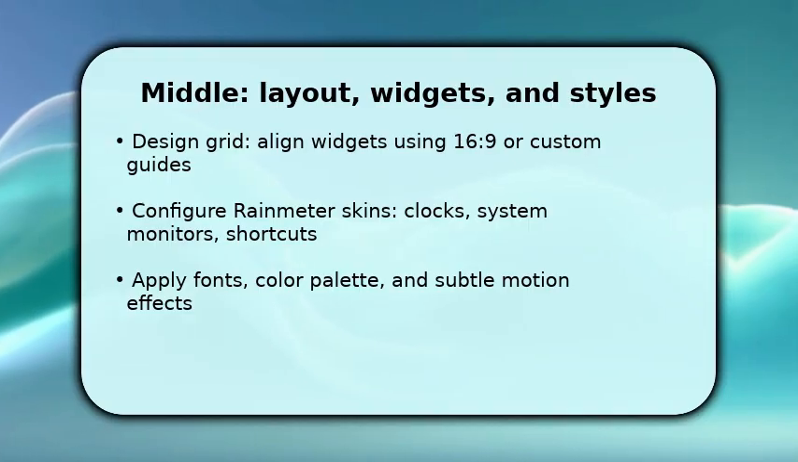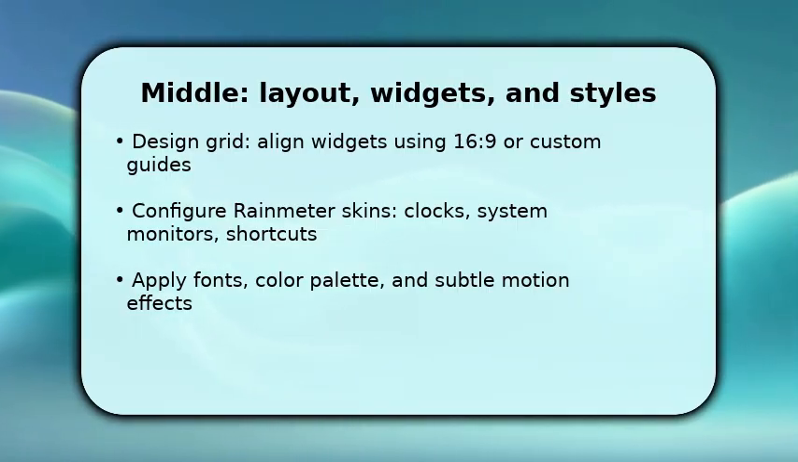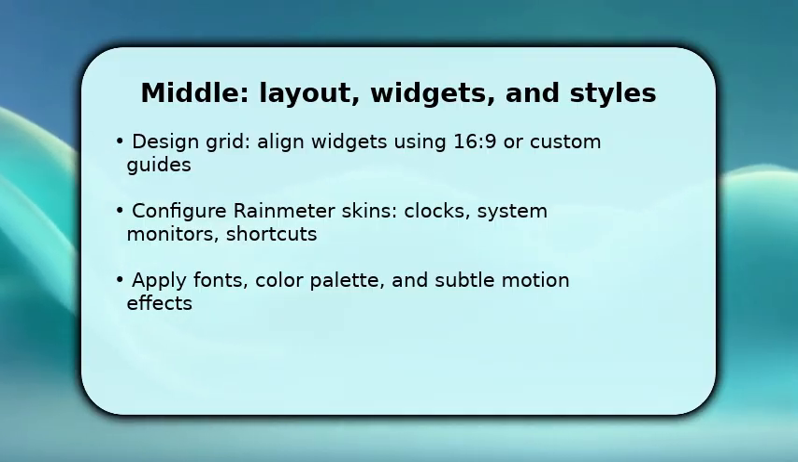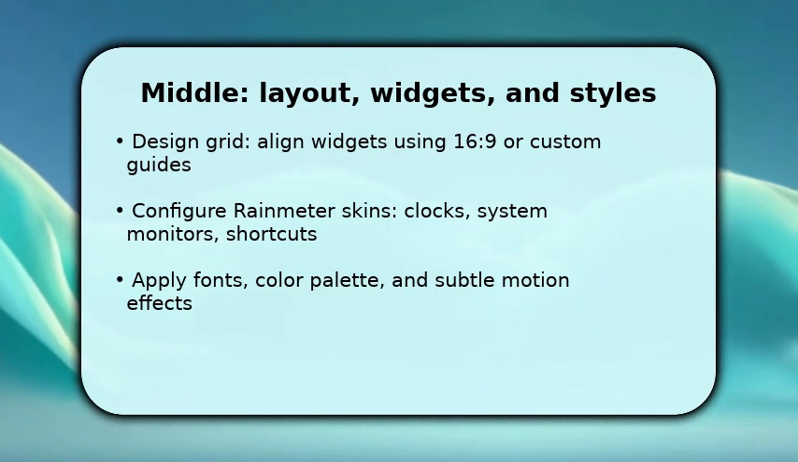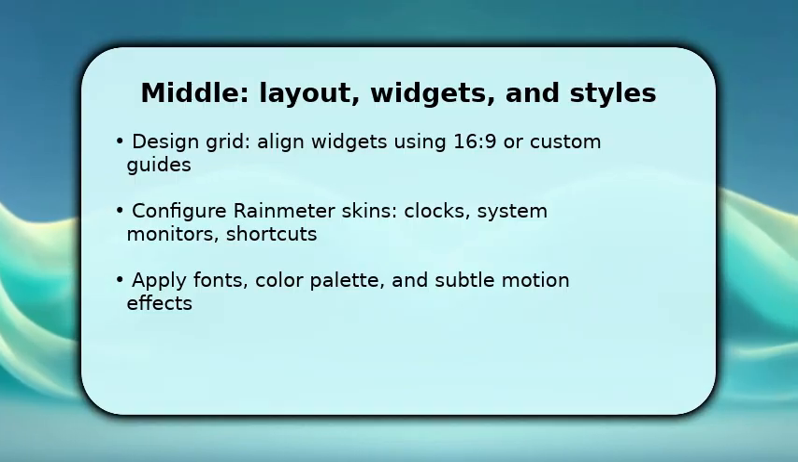Configure Rainmeter skins for clocks, CPU/RAM readouts, and quick launch icons. Tweak positions and refresh intervals so updates are smooth. Apply a consistent font and a limited color palette to unify the look. Add subtle motion, parallax, or slow blur, so the lock screen feels alive without distracting from readability.